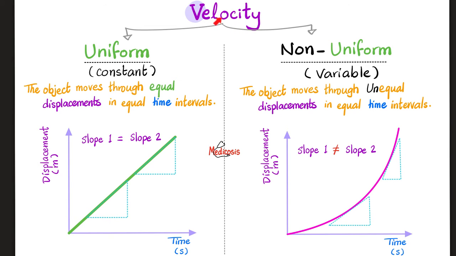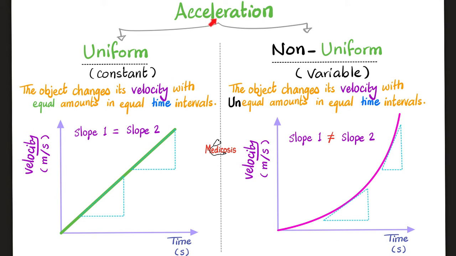So just like velocity could be uniform velocity or non-uniform variable velocity, the same exact thing applies for acceleration. You could have uniform acceleration or non-uniform acceleration. Let's define uniform or constant acceleration. Okay, so per time, what's going to happen? The object changes its velocity with equal amounts, hence uniform. Because what is acceleration again? Acceleration is delta v over delta t.